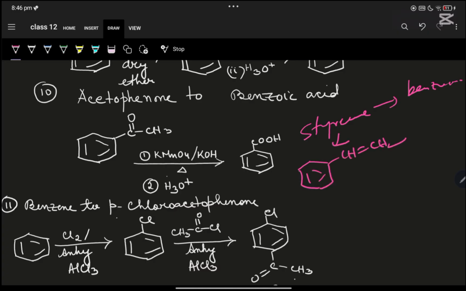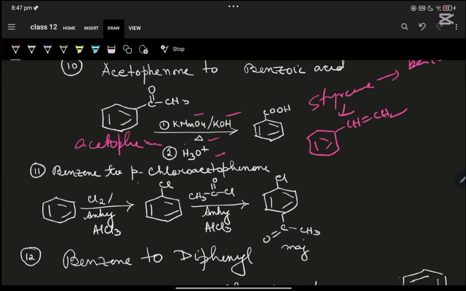This is styrene. Same way, acetophenone, COCH3. You give KMnO4, KOH, alkaline medium, heat, and number 2, H3O plus. Some of the students say, ma'am, can we write it stepwise? Yes, you can always write it stepwise. If you write it stepwise, then you have to write COOK and then write H3O plus and give COOH. Otherwise, you can write it together giving 1 and 2 conditions.